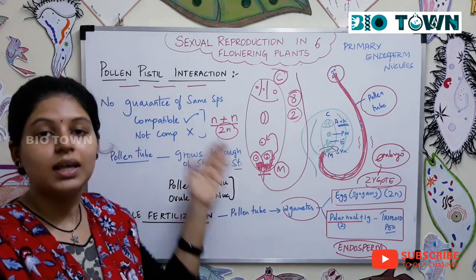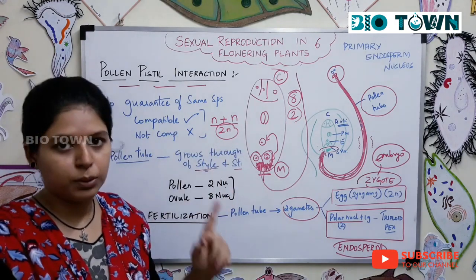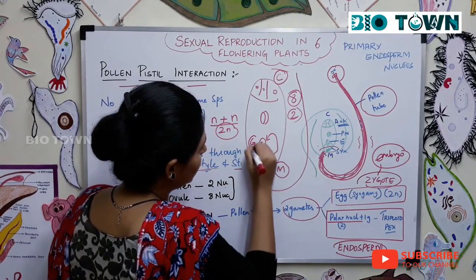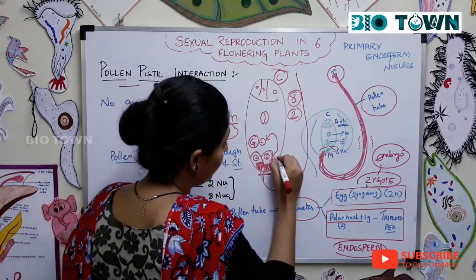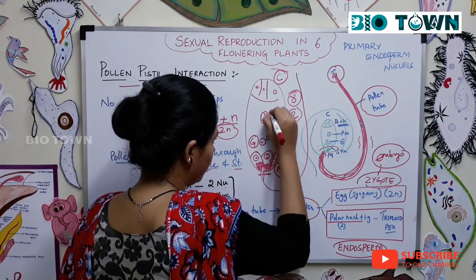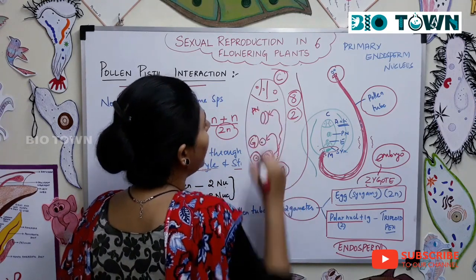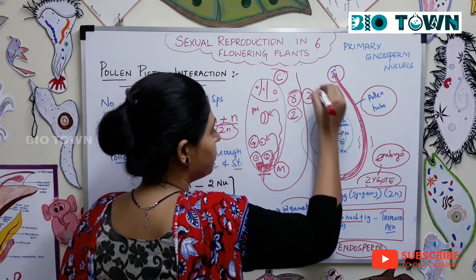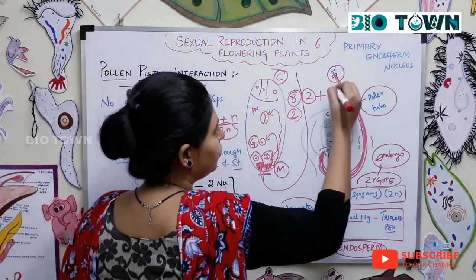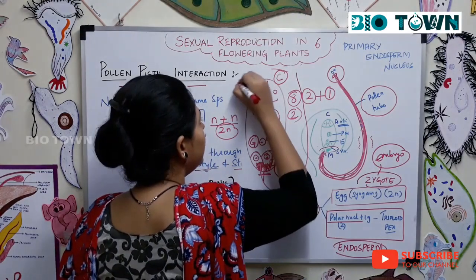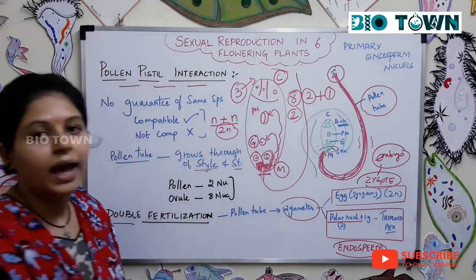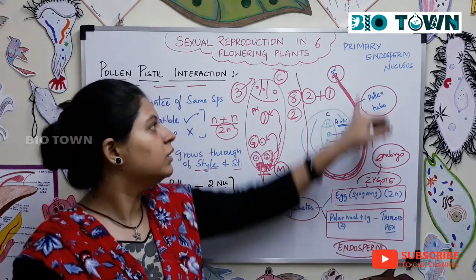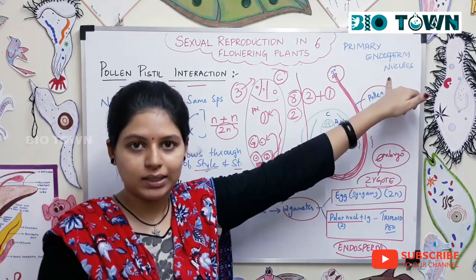Clear? Now there is another, the vegetative nucleus of the pollen grain. What happens? The vegetative nucleus of the pollen grain will go and fuse with the polar nuclei. Now the polar nuclei already has 2 nuclei, and there is one more vegetative nucleus, which is 1. So you have 3 nuclei altogether, and this you call a triploid PEN. PEN means primary endosperm nucleus, right?